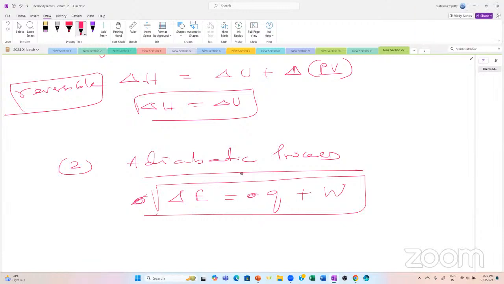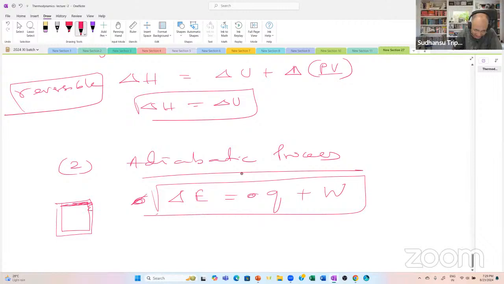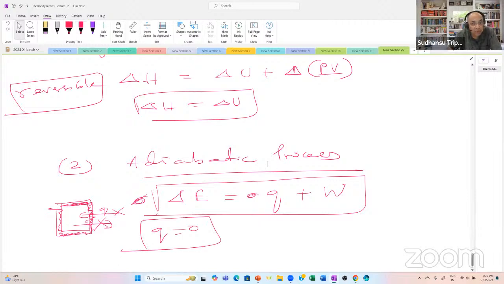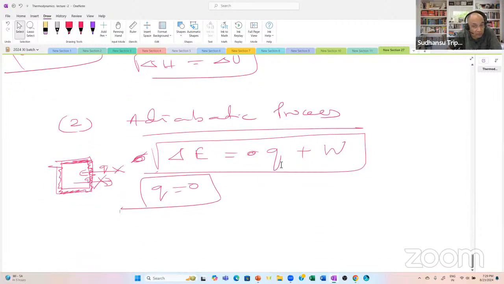Sir, since it is an adiabatic process, there is no heat exchange, so I think Q is 0. Yes. Since it is an adiabatic process, insulation is there, so no heat can come, no heat can go. So Q has to be equal to 0. No heat absorption is possible from outside. No heat evolution is possible to outside. So then it is reduced to del E is equal to W.